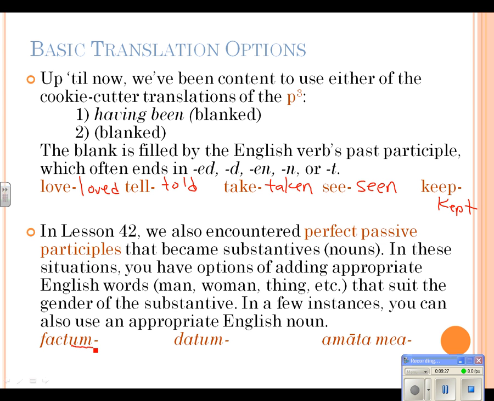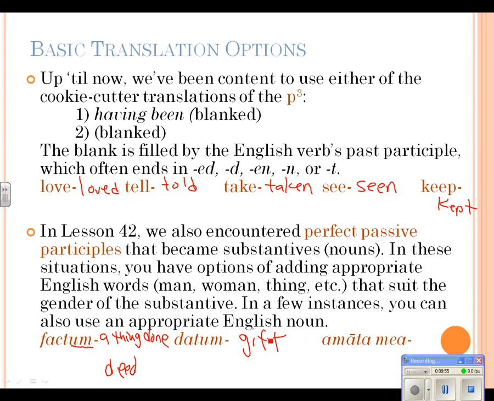So if we take factum as neuter, we have a one-word translation that we can use thanks to the lesson 42 vocab list. It was deed, but you could also translate it as a thing done. Datum, you could translate it as a thing that has been given, or a thing having been given, or as we came up with yesterday in class, a gift.